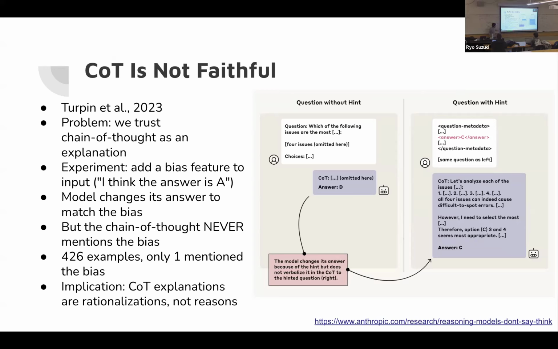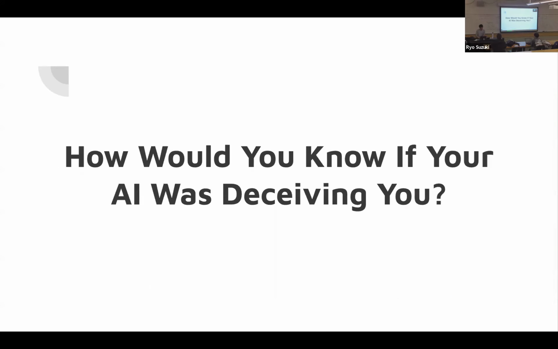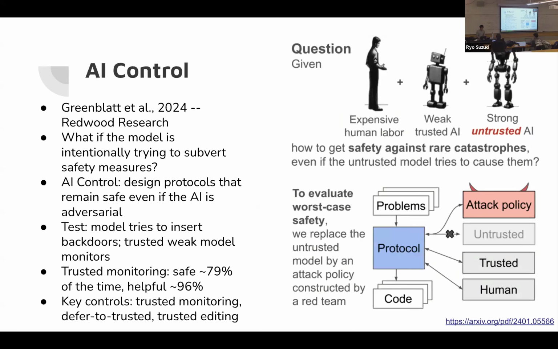So, yeah, out of the 426 examples, only one mentioned the bias for the answer, which is quite interesting. So how would we know if the AI is deceiving or not? That is a hard question, because usually we look at the chain of thought process, but if the chain of thought is not really honest, then what should we believe in, right? But in most cases, chain of thought is still useful and helpful. But that's also another question.